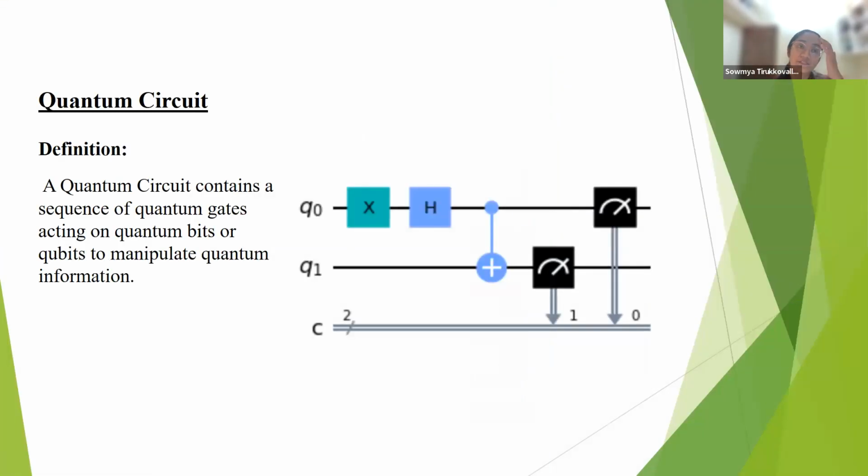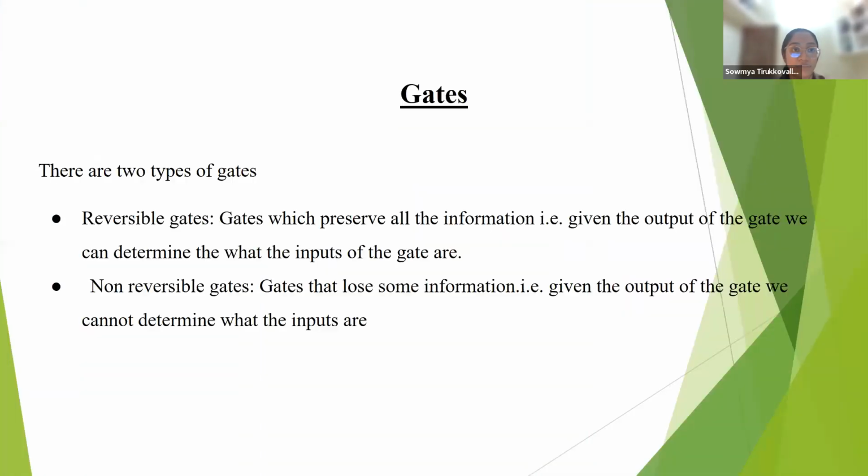So let's dive deeper into quantum circuits. A quantum circuit contains a sequence of quantum gates acting on quantum bits or qubits to manipulate quantum information. There are two types of gates: reversible gates and non-reversible gates. Reversible gates preserve all information. That means given the output of the gate, we can determine what the inputs of the gate are. Non-reversible gates are the gates that lose some information, so given the output of the gate, we cannot determine what the inputs are.